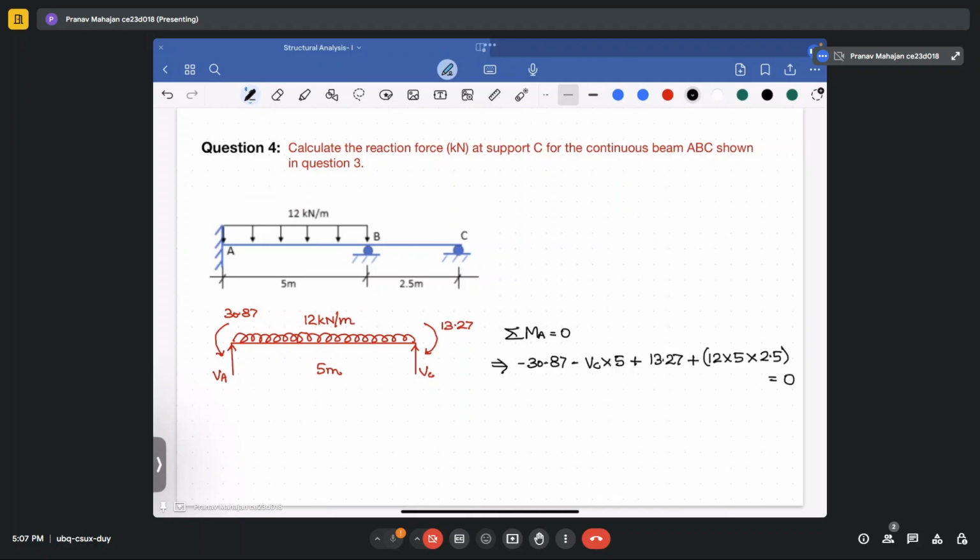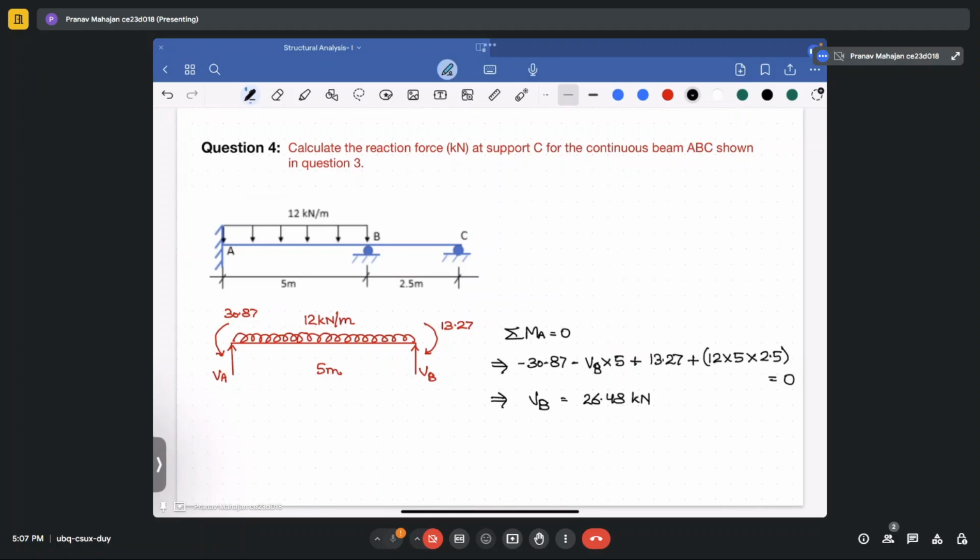If you solve for VC, VC or VB? Here it will be VB, no? Yeah, VB. Let me correct it. It is VB. So your VB will be 26.48 kilonewton.